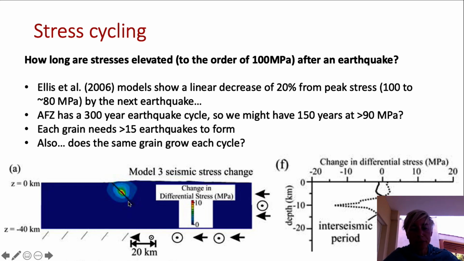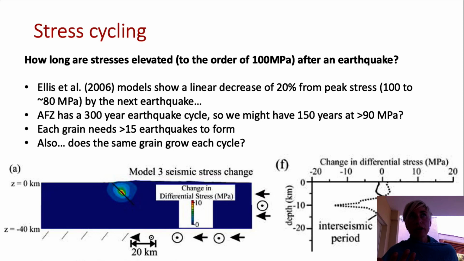And her models indicated that you would see a peak stress, maybe 100 megapascals, at the base of the brittle zone. And over the interseismic period, you would get a linear decrease of that stress until the next earthquake occurred. Now, we think the Alpine fault zone, on average, has earthquakes around every 300 years. And so if we take Sue's models at face value, we can estimate that we might only have 150 years for which these mylonites at the base of the brittle shear zone are actually experiencing stresses of the order of 90 megapascals or more.